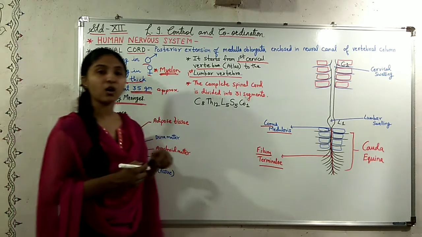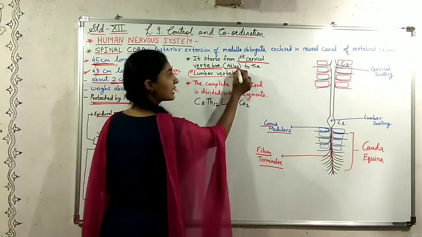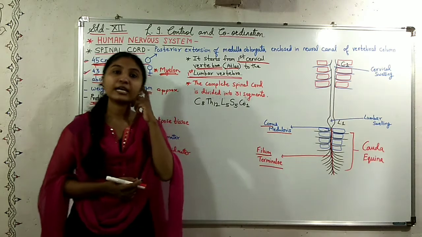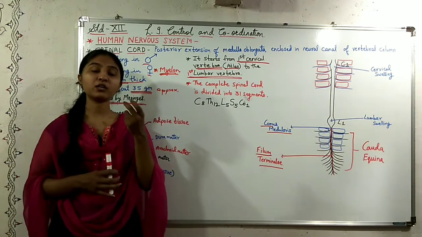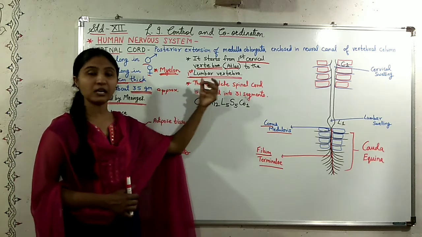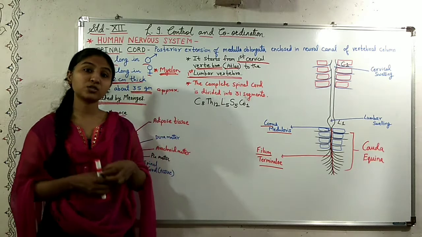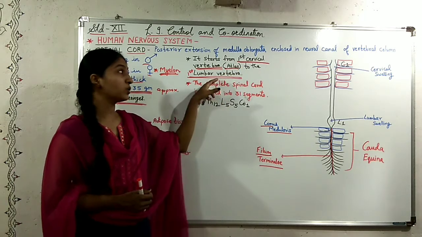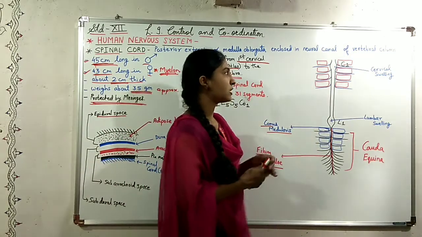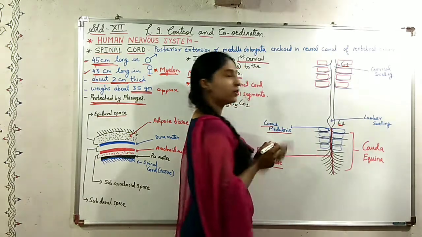Now this spinal cord starts from the first cervical vertebra, that is called the atlas, to the first lumbar vertebra. In other words, you can say that the spinal cord arises from the opening of the skull, that is foramen magnum, where the first cervical vertebra is situated. It starts from there to the first lumbar vertebra. If you have to show it in a diagram, it will look like this. It starts from the first cervical vertebra to the first lumbar vertebra.